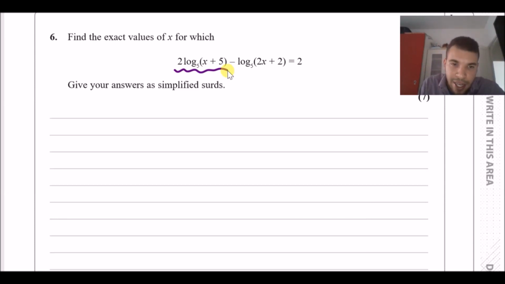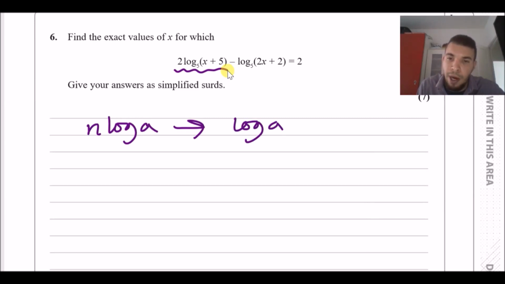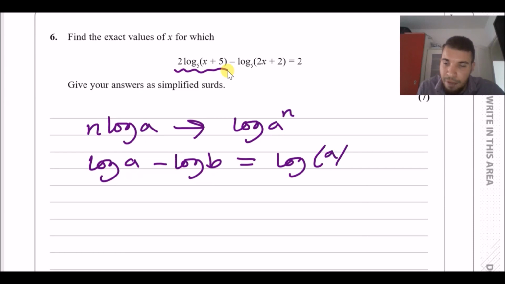So if you've got something like n times a log, let's ignore the base 5 here, log a we call it, that's the same as writing log a to the power of n. Okay, so these are identical expressions, and we're going to apply that. Now, if you're subtracting logs, let's say we've got log a minus log b, this is the same as saying log a divided by b. So this uses the division rule.